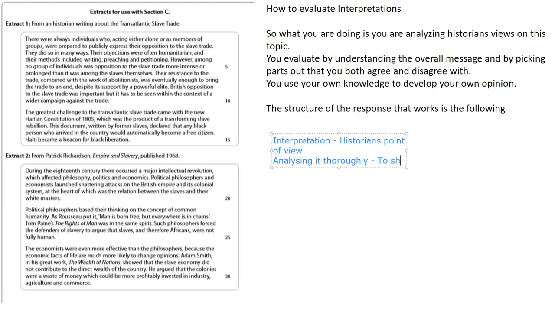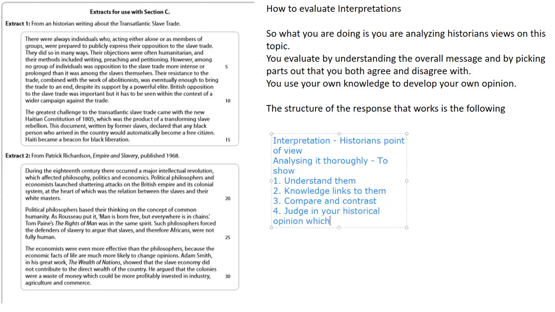What you're doing in this question is you're analysing it thoroughly to show, number one, you understand them. Two, your knowledge links to them. Three, you can compare and contrast what they're saying. And four, you can judge in your historical opinion which you think has the strongest argument. It's just like the Germany paper at GCSE. The only difference is that the interpretations are considerably longer.